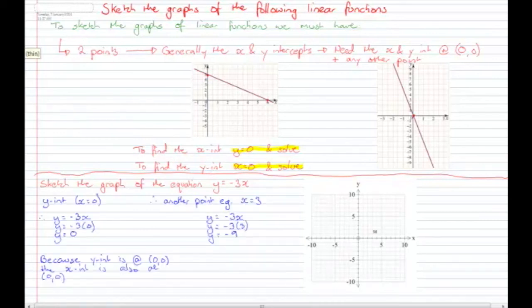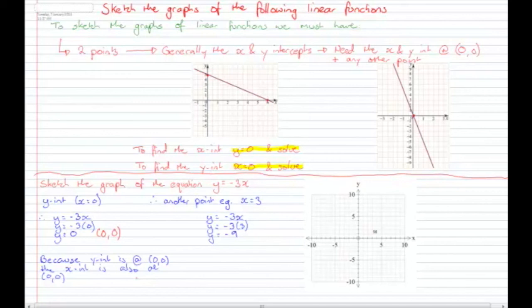Alright, so sketching the graph of y equals negative 3x, what you end up getting is the y-intercept at x equals 0, as we know. So I've substituted x equals 0 here. Getting negative 3 times 0 is, of course, 0. Therefore, my x-coordinate was 0 when I substituted in, and my y-coordinate ended up also being 0. Now, because the y-intercept is at the point 0, 0, the x-intercept will also be at that point. Therefore, we don't need to bother going through the whole hassle of finding out the x-intercept.